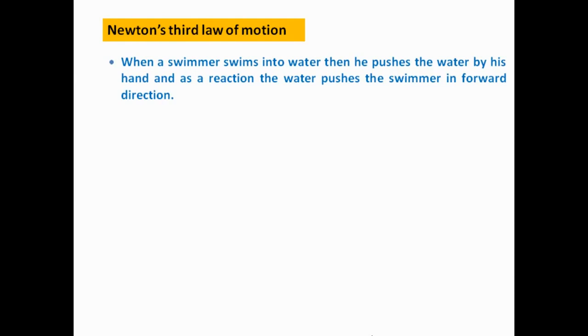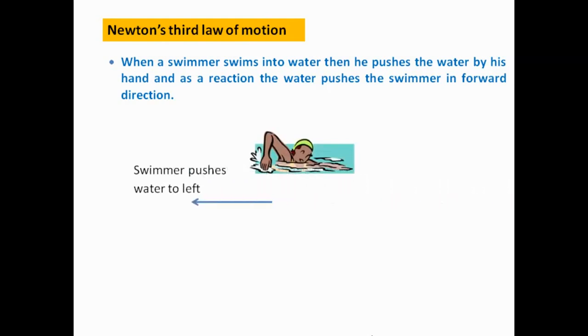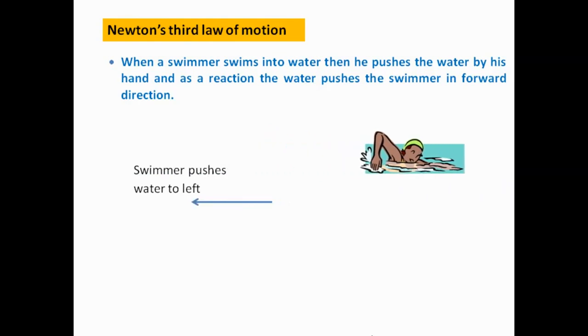Now there is another example. When a swimmer swims in water, he pushes the water with his hands, and as a reaction the water pushes the swimmer in the forward direction. Here we have a swimmer. He pushes the water in the left direction and as a result he moves in the forward direction. So this is action and this is reaction. Action is in the left direction and reaction is in the right direction.